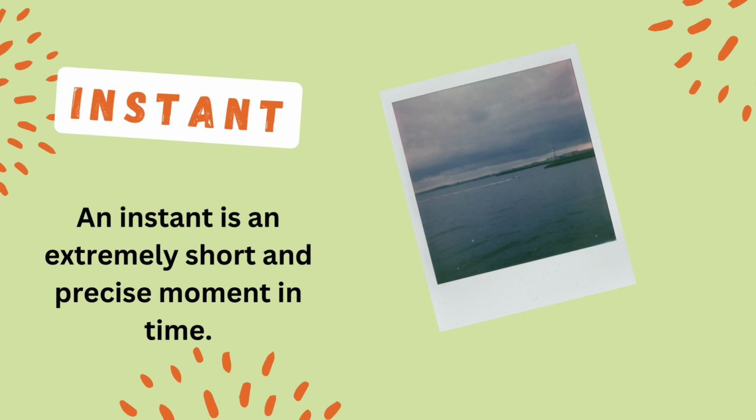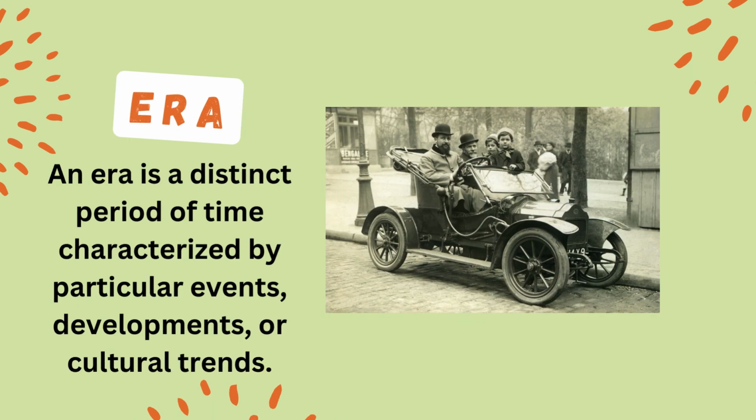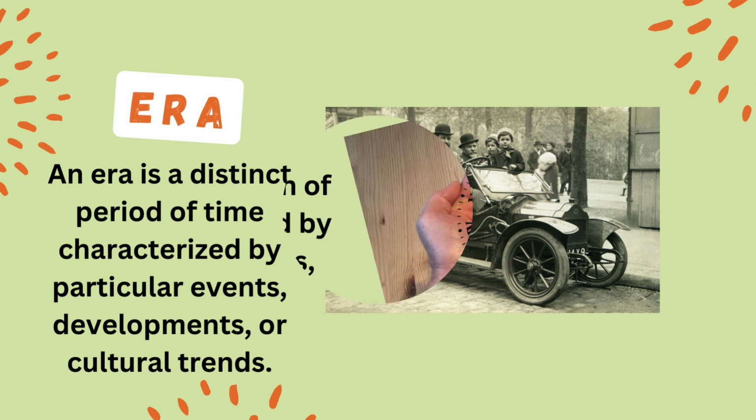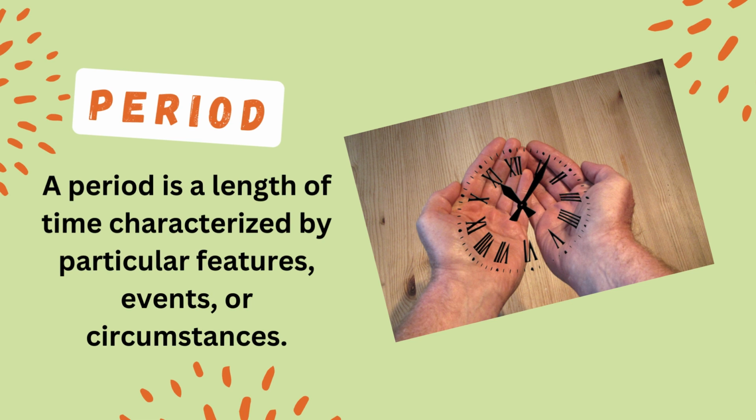Instant. An instant is an extremely short and precise moment in time. Era. An era is a distinct period of time characterized by particular events, developments, or cultural trends. Period. A period is a length of time characterized by particular features, events, or circumstances.